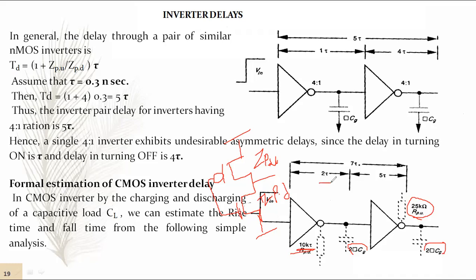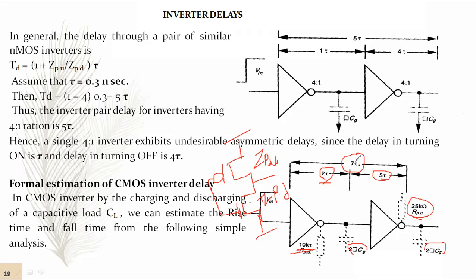For that reason it is 2 tau. For NMOS the delay is 2 tau. For PMOS, the delay is 2.5 times of this NMOS, that is 2 into 2.5, which is 5 tau. 2 tau plus 5 tau, total is 7 tau. 5 tau is for the PMOS, 2 tau for the NMOS. Total delay of 7 tau. 7 tau is the CMOS inverter delay.